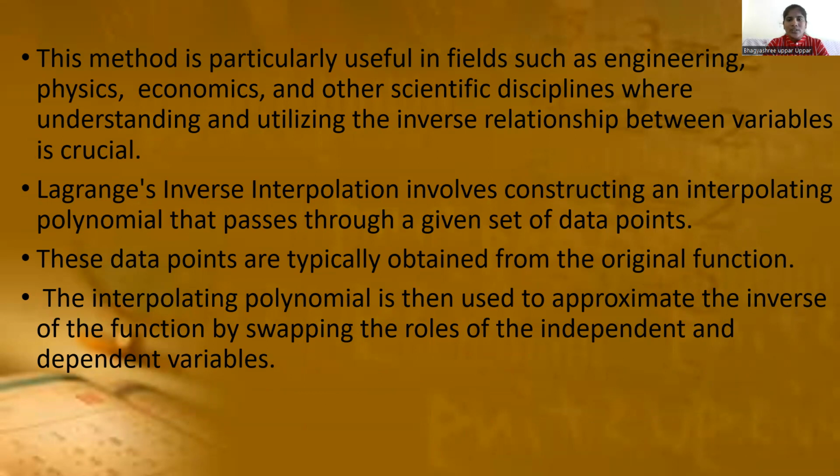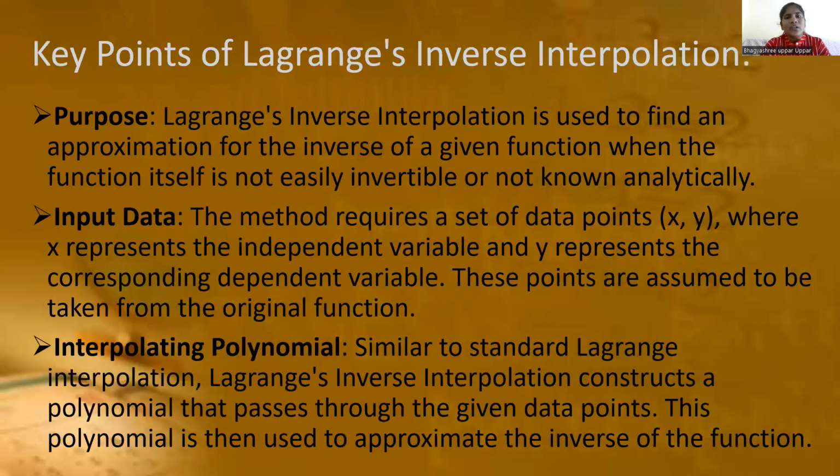Lagrange's inverse interpolation involves constructing an interpolating polynomial that passes through a given set of data points. These data points are typically obtained from the original function. The interpolating polynomial is then used to approximate the inverse of the function by swapping the roles of the independent and dependent variables. Here are some key points of Lagrange's inverse interpolation.